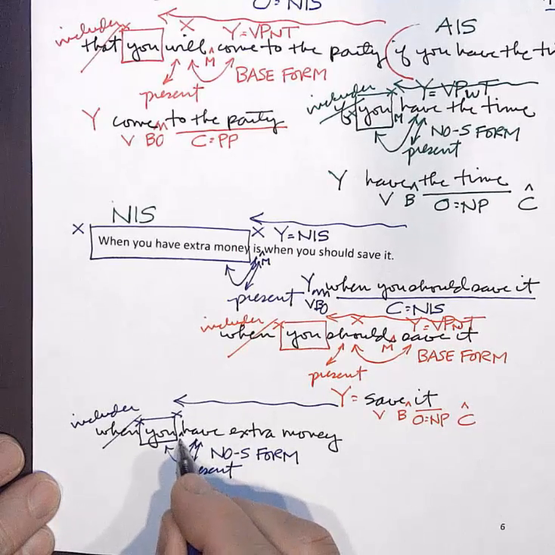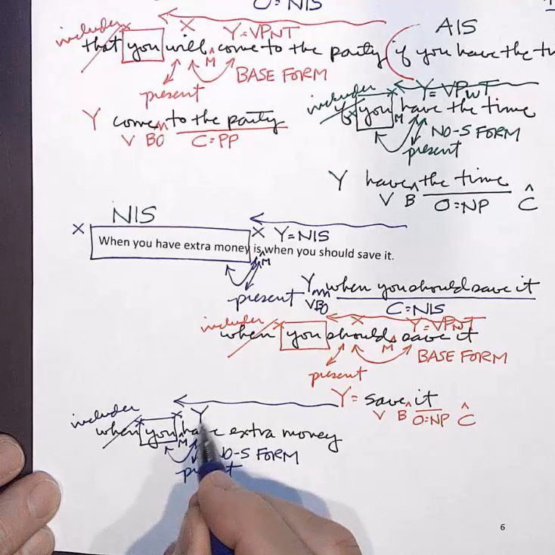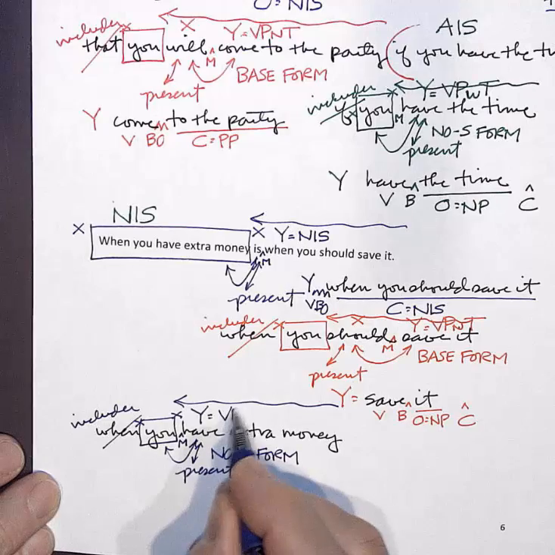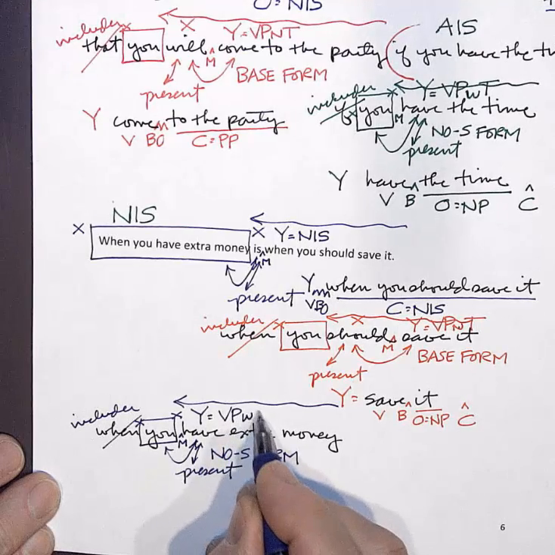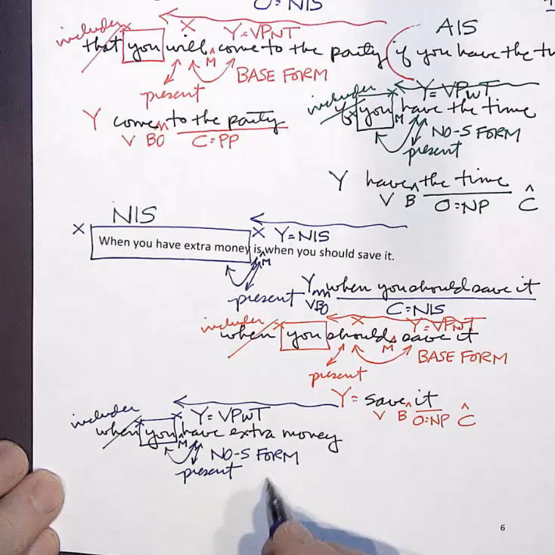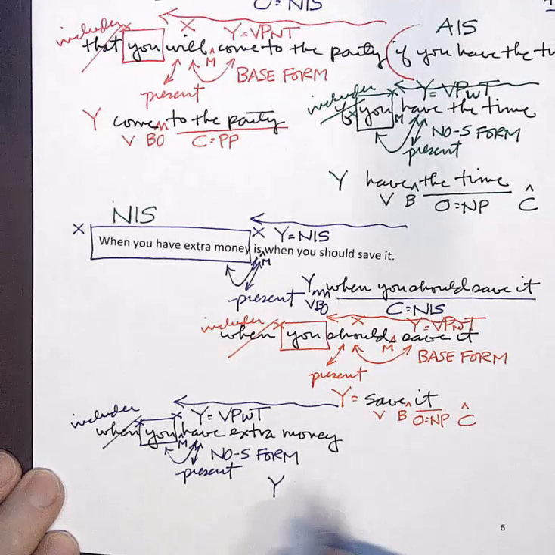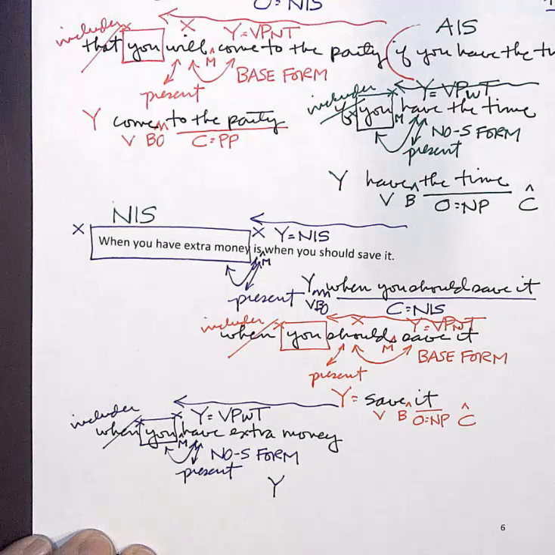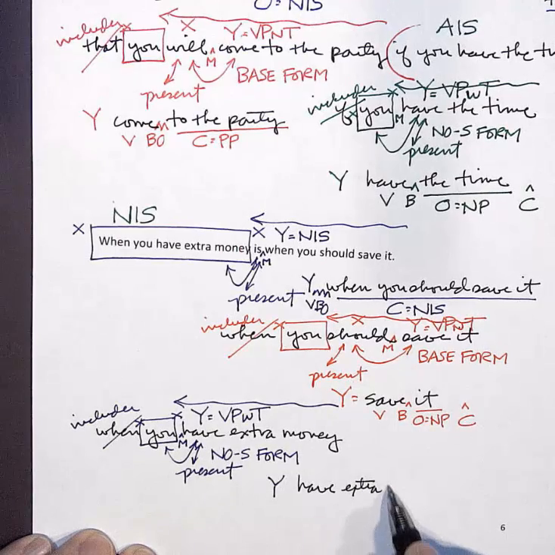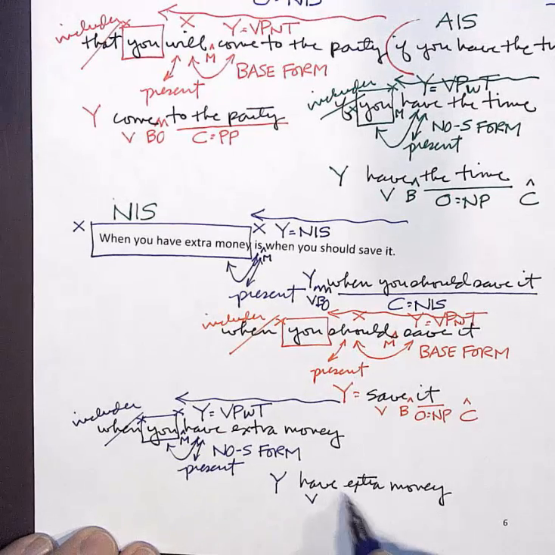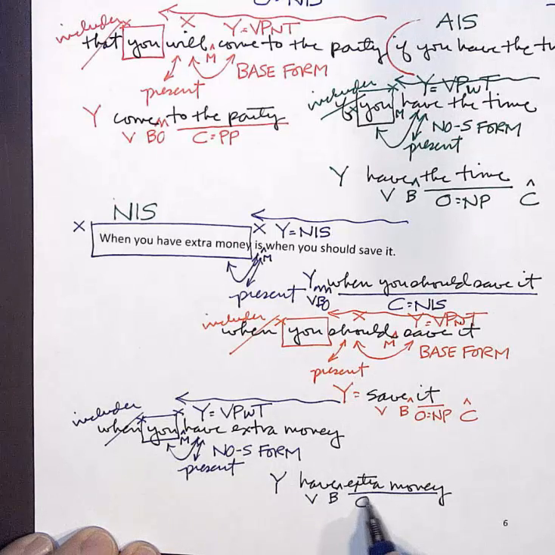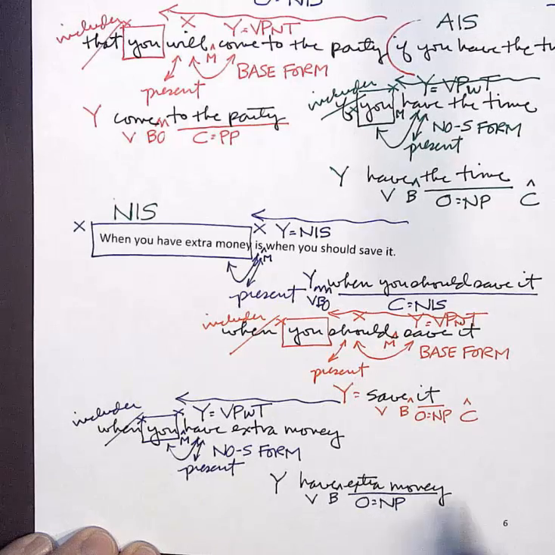M place is here, it's empty. And have extra money is why. Verb phrase with time. And last, let's rewrite the why. Have extra money. Have is the verb, the particle place. Extra money is the object. Noun phrase. Complement place is empty.